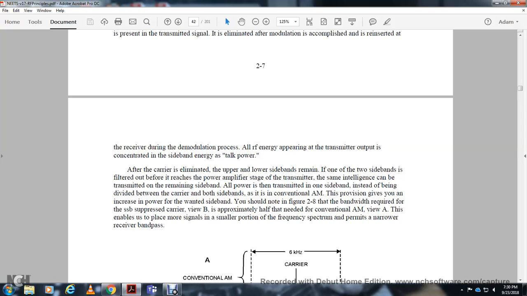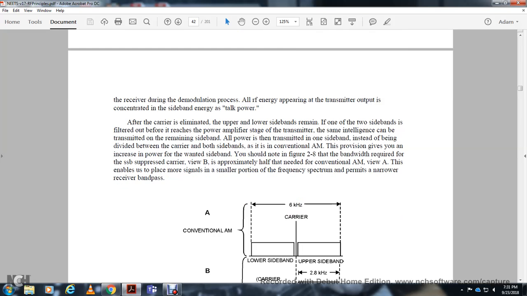In the single sideband transmitter, the same intelligence can be transmitted by the remaining sideband. All power is transmitted in one sideband instead of being divided between the carrier and both sidebands, as in AM. This provides an increase in the power of the one sideband. You should know that, as in figure 2-8, the bandwidth required for the single sideband suppressed carrier signal is approximately half that needed for conventional amplitude modulation. This enables the placement of more signals in a smaller portion of the frequency spectrum and permits a narrower receiver passband.